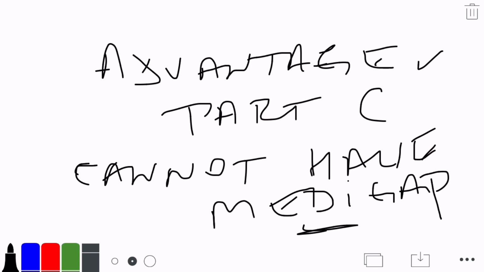And when you fill out the application, that's one of the questions. Do you have an Advantage plan when you fill out a Medigap plan? So you cannot have both at the same time. So it's very important to know that. Once you go one way, you can't have both.